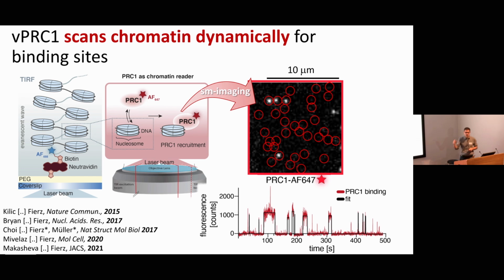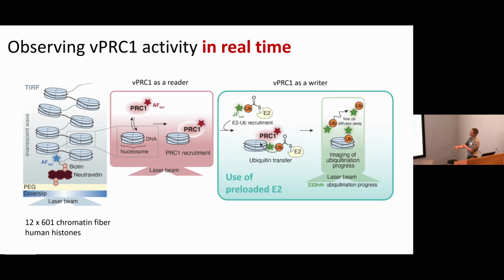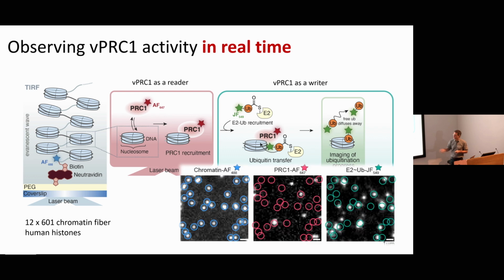That's of course important because PRC1 has to sample and scan the whole chromatin landscape to find its target sites. Now the question is, which one of these events, these long events or short events, are actually coupled to catalytic activity? To actually observe that, we had to add a new color. So now here we add a ubiquitin conjugating enzyme that's preloaded with ubiquitin that carries a fluorescent dye in a different color, in green. And we can now correlate the chromatin positions, the bound PRC1 molecules, and the ubiquitin transfer reactions in real time.